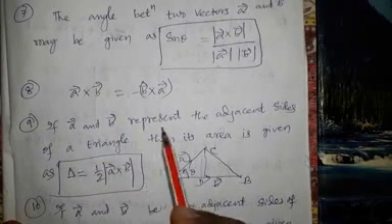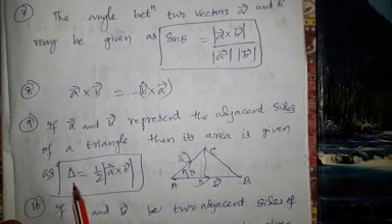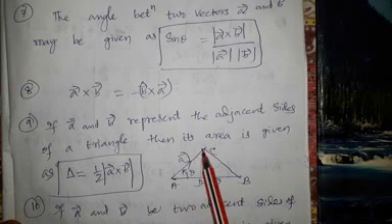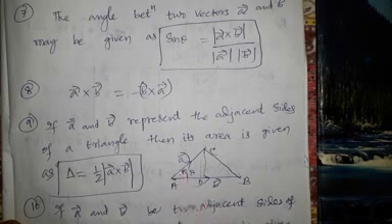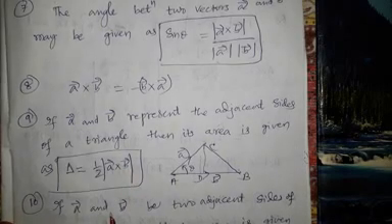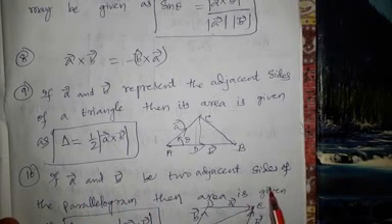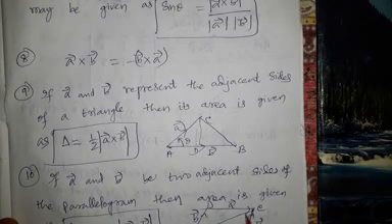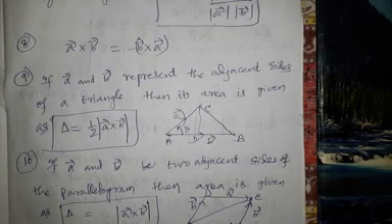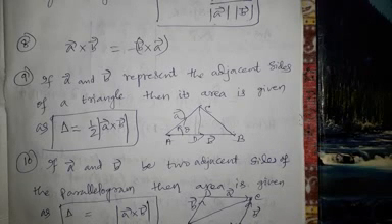If A and B represent the adjacent sides of a triangle, then its area is given as delta, which is equal to half into magnitude of A cross B. That means this is A vector, this is B vector, this creates angle theta. So the area of the triangle is equal to half into magnitude of A cross B vector. If A vector and B vector be two adjacent sides of the parallelogram, then area is given as delta, which is equal to magnitude of A cross B. That is A vector, this is B vector, then area is equal to magnitude of A cross B.